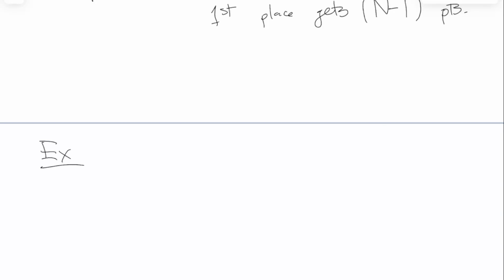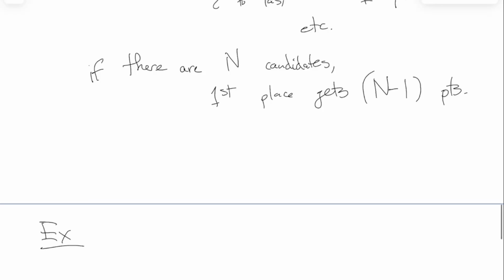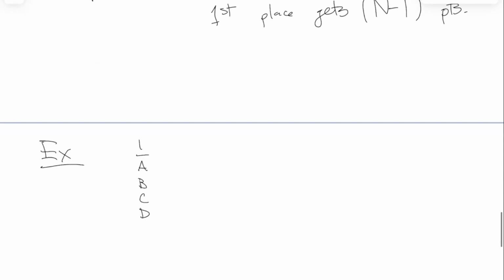Sorry to scroll what I just wrote so quickly. I'm trying to get below the bar here. Let's say I have an election where one person votes A, B, C, D. Another one person votes B, A, D, C. And another one person votes C, D, B, A. All right? This is my election here.